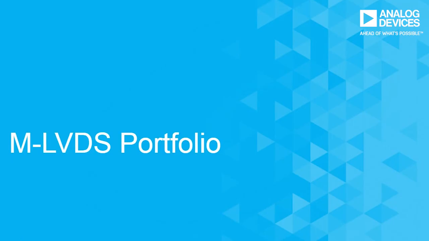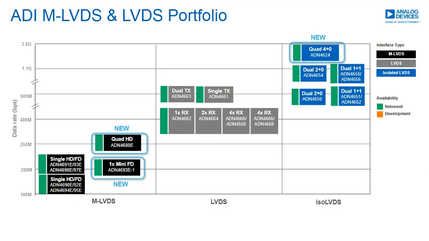We will now dive into the portfolio of M-LVDS transceivers offered by Analog Devices. Analog Devices' portfolio of LVDS and M-LVDS transceivers is shown on the slide here. The main family of M-LVDS transceivers is the ADN4680E family, which is shown here in the bottom left. Half and full duplex options discussed earlier are available, both with 100 megabits per second and 200 megabits per second speed grades. These are available with two separate receiver types, M-LVDS Type 1 and M-LVDS Type 2.